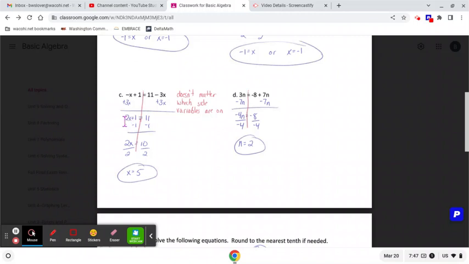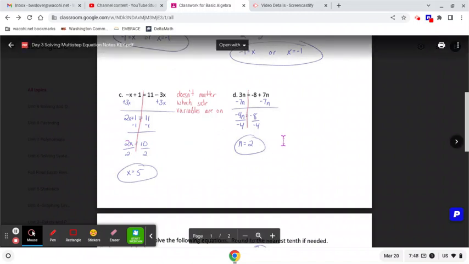Now I've got all my variables on one side. Let's get the constants, things without the letters, on the other side. So I subtract 1, and then I've got variable on one side, constant on the other, and I divide by 2. Right? And I'm dividing by 2 because it says 2 times x. I'm doing the inverse operation of multiplication, which is division.